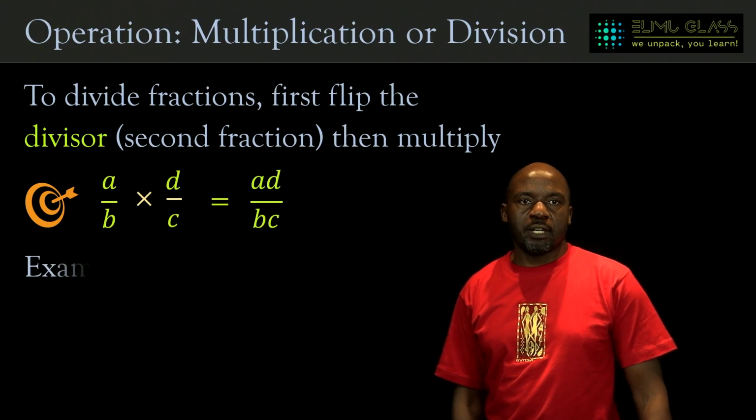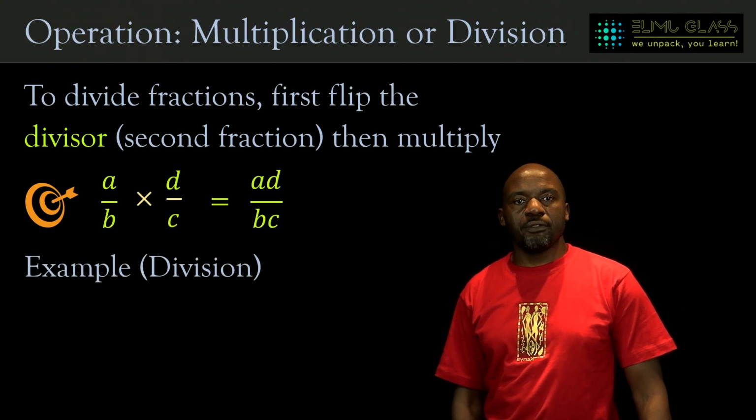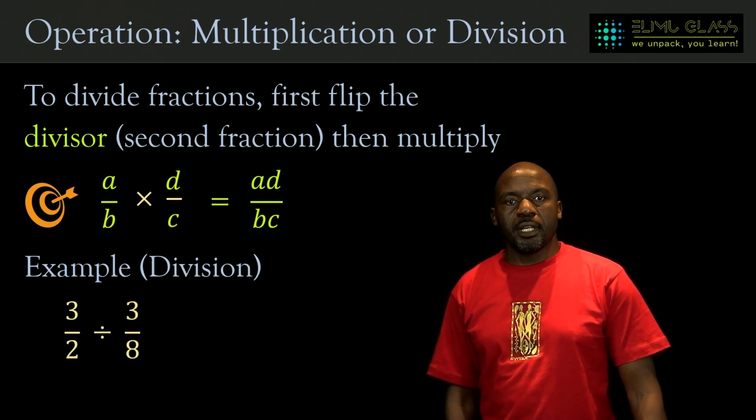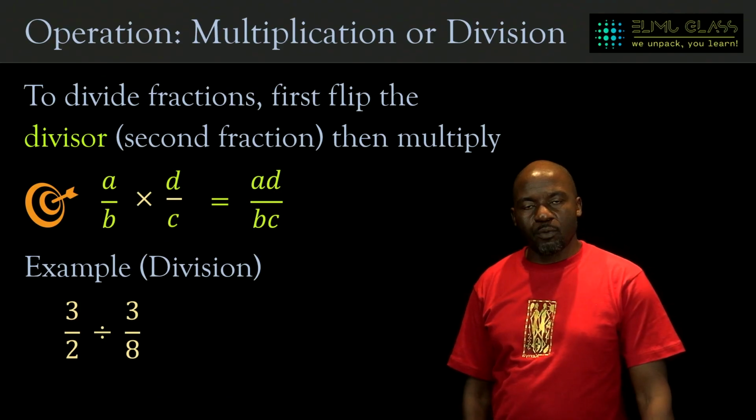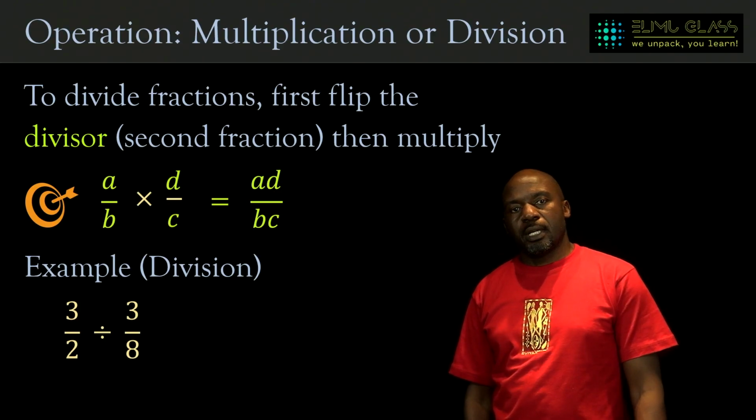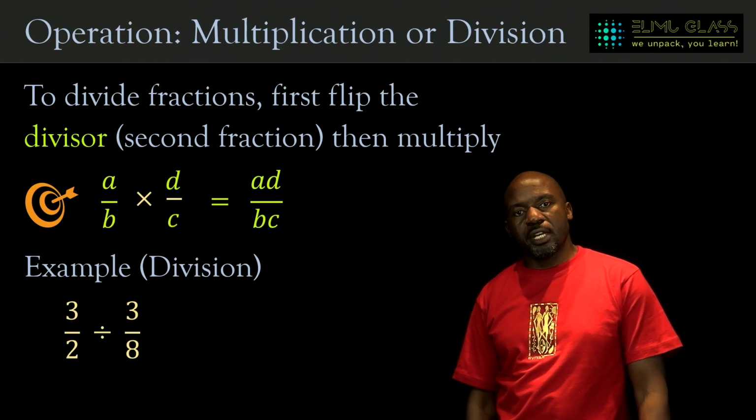Okay, straightforward, very simple. Here's an example for division. We have 3 over 2 divided by 3 over 8. So of course the first thing we're going to do is to flip the 3 over 8, which is the divisor.